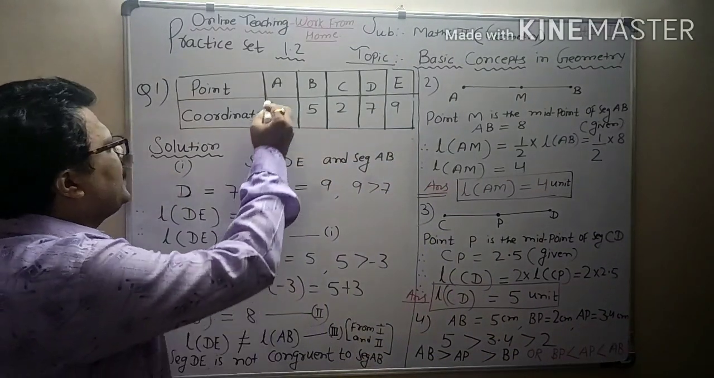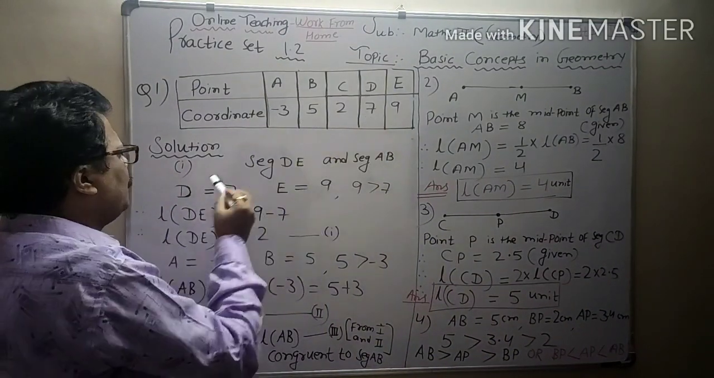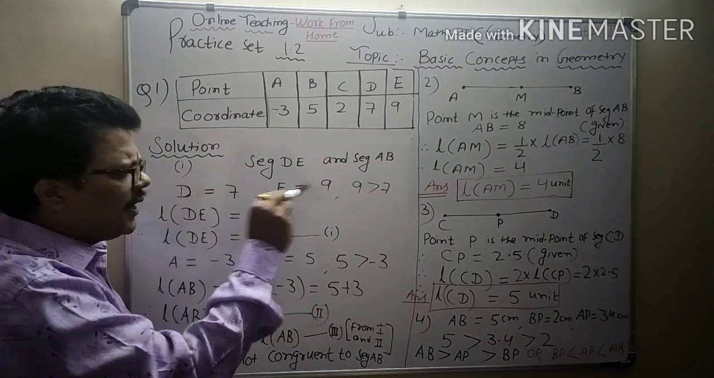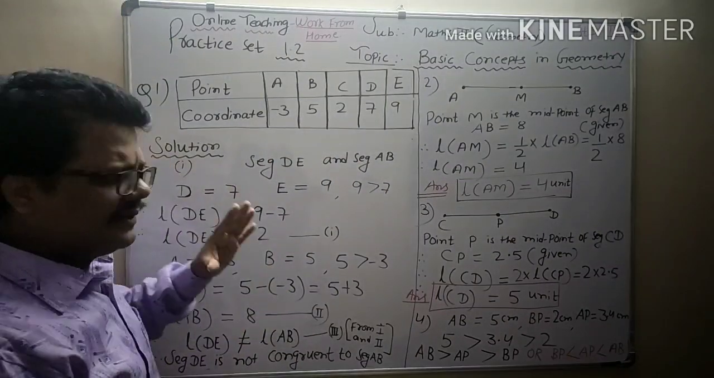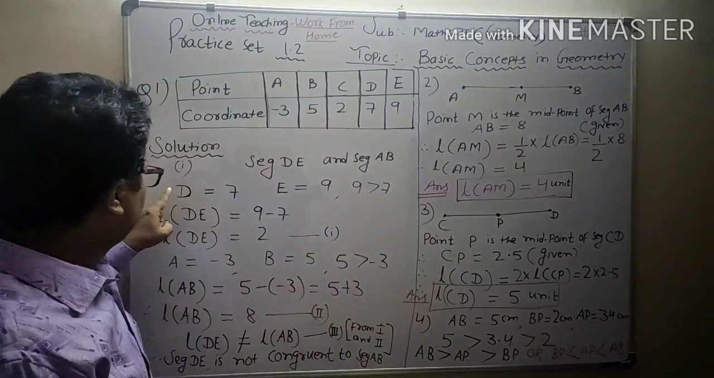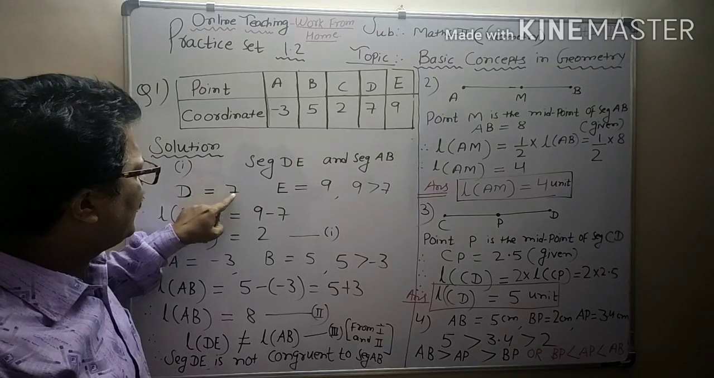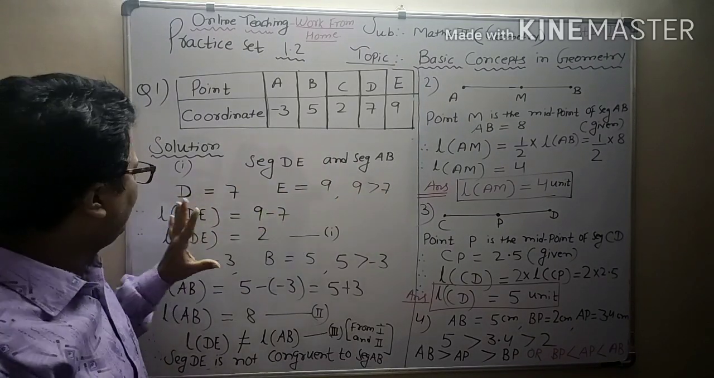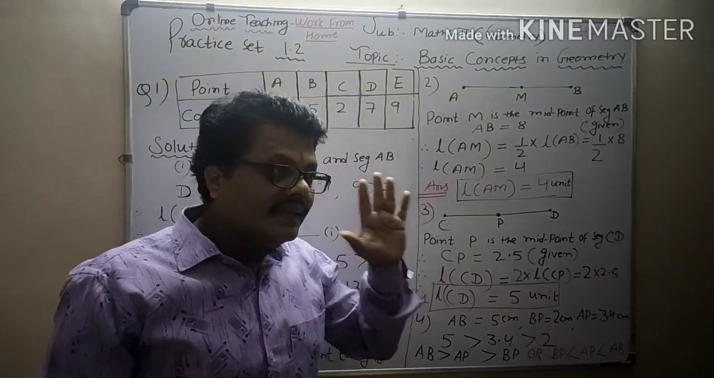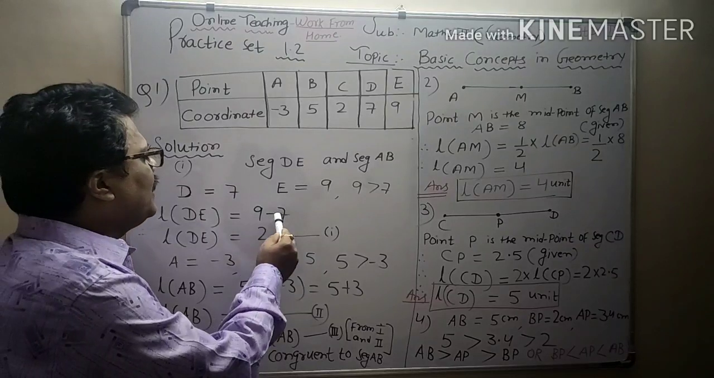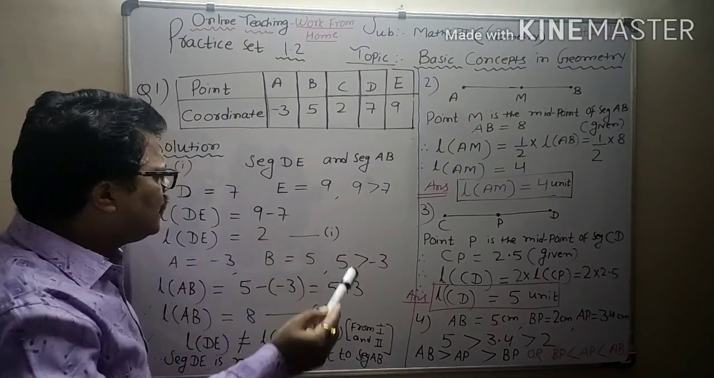So point D, coordinate is already given 7. No need to write a big sentence. Simple method, simple math by Sachin sir. So point D, just mention it. D is equal to 7, E equals to 9, 9 is greater than 7, length DE is equal to bigger coordinate minus smaller coordinate, 9 minus 7, we will get answer 2.